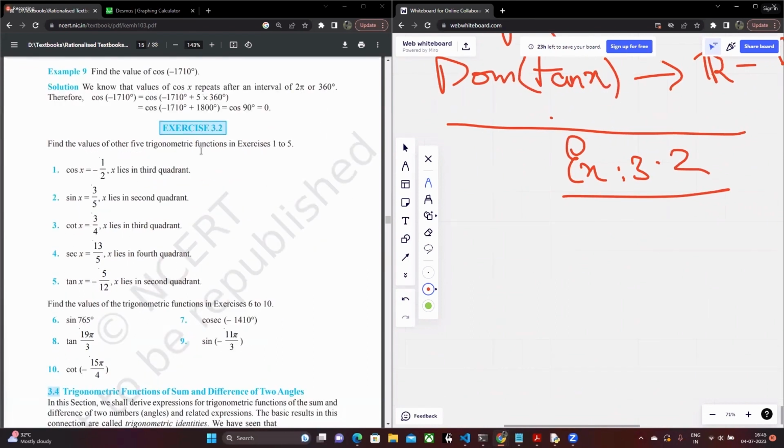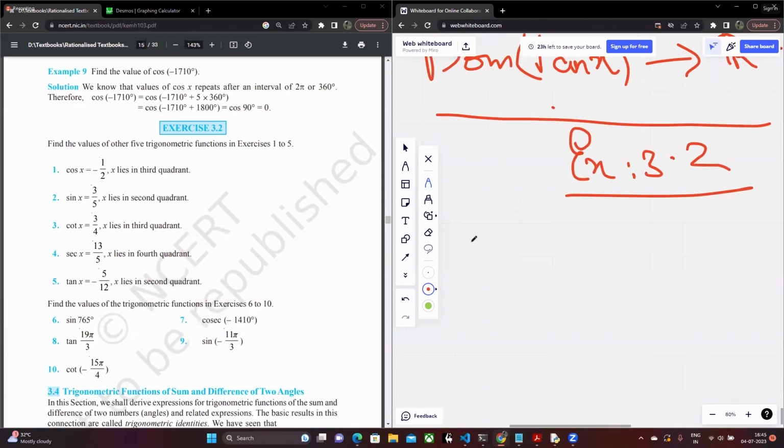Find the values of the other 5 trigonometric functions in exercises 1 to 5. So the first part, that is cos x is minus 1 by 2. I'm sorry.